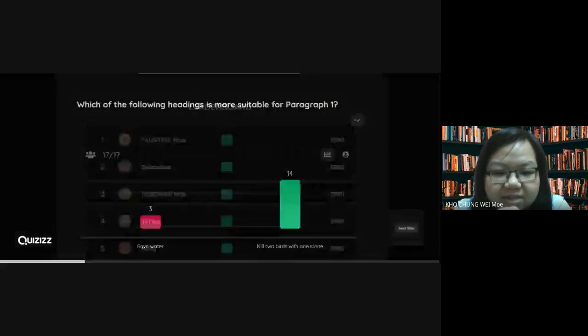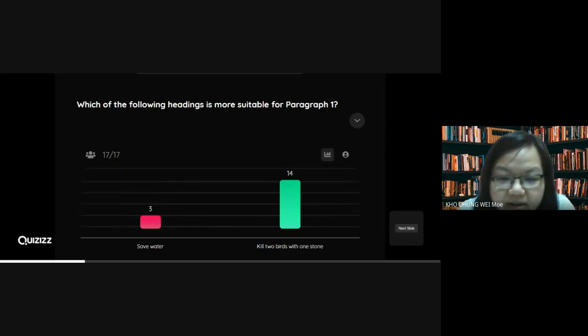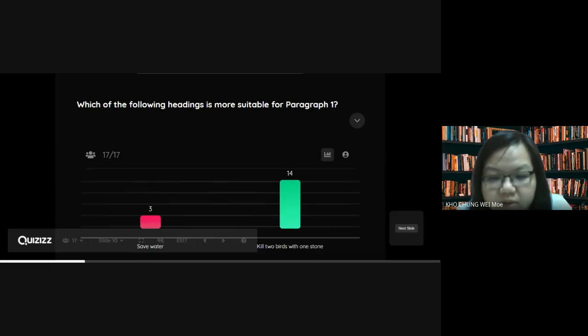Faustin, Sebastian, Deborah, Eureka, Kelly. Very good. Most of you got it correct. Yep, that is the answer: kill two birds with one stone. If you have read the paragraph carefully, it's not about saving water, but about saving electricity. It's about saving electricity using the electricity being powered by the movement of the water when you switch on the shower. So it's kill two birds with one stone. That's my more suitable title.